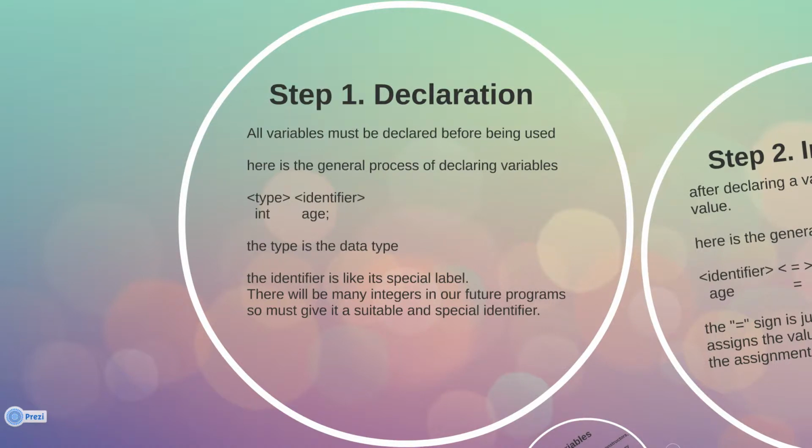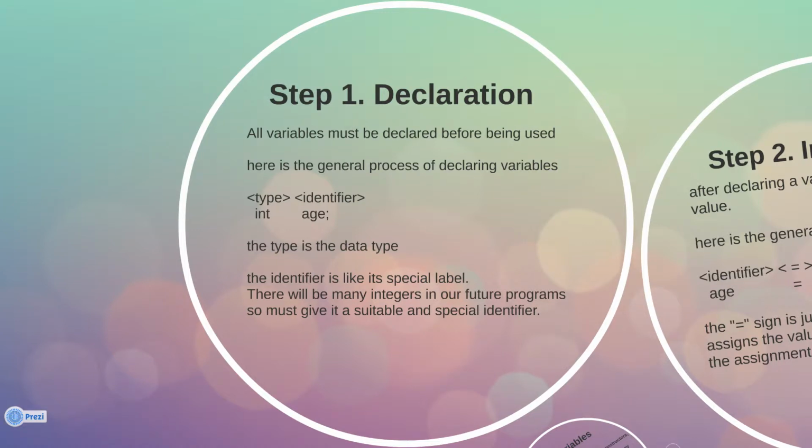So, all variables must be declared before being used, okay? So, like I said before, they must be declared before they get used, okay? So here is the general process of declaring variables. Okay, so you have to have a type, the data type, like we named before, and an identifier. Okay, so for example, integer and age.